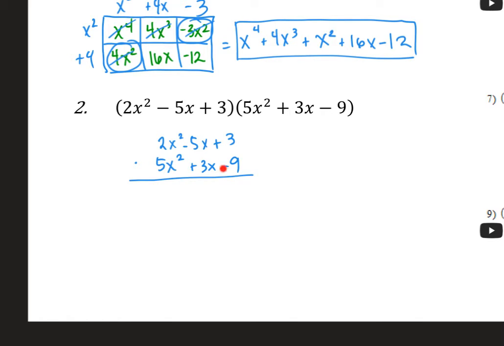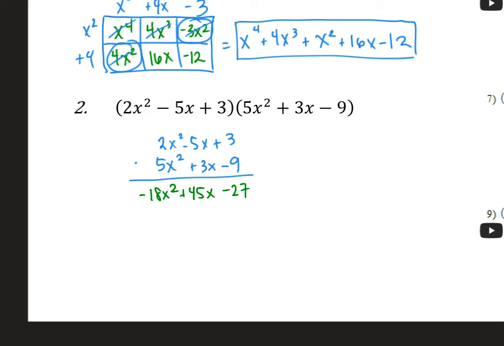So first we're going to do negative 9 times all of these and write them out, and then we're going to go 3x times all of these, and then we're going to do 5x squared times all of these, and then we're going to combine like terms. So the reason I like doing this is because you can easily stack your like terms and it makes it easier to combine. So negative 9 times 3 is negative 27. Negative 9 times negative 5x, that's positive 45x. And then negative 9 times 2x squared, that's going to be negative 18x squared.